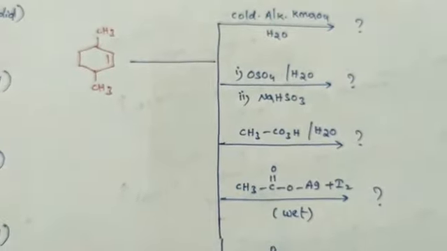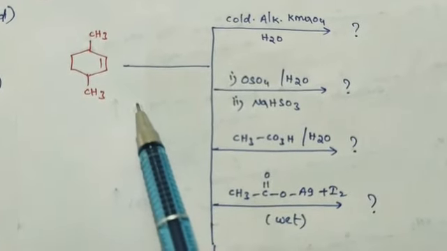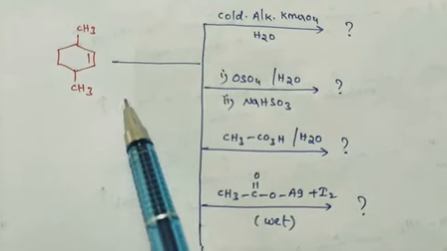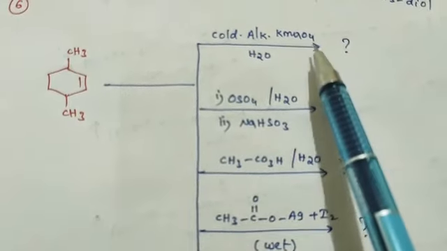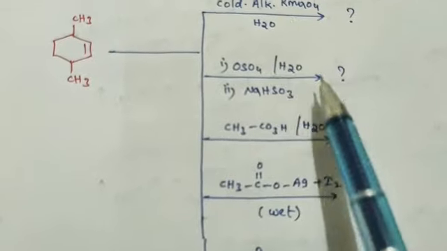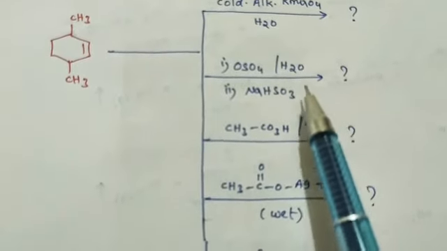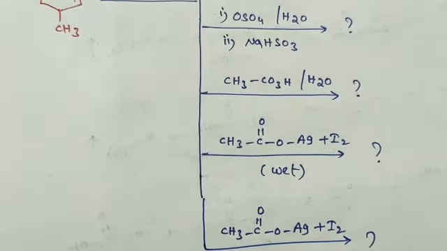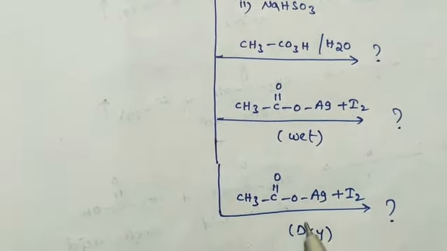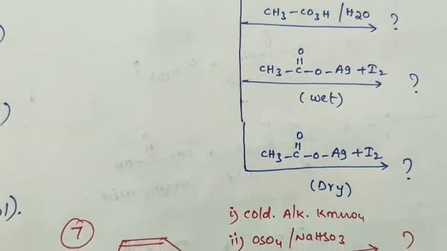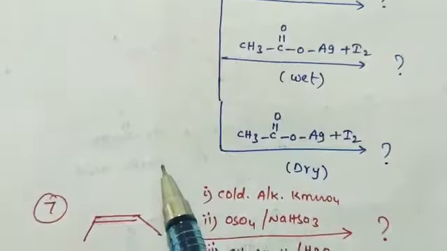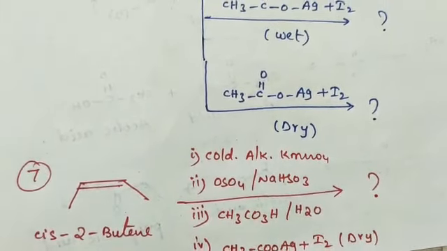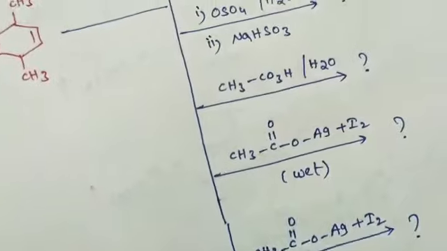So all of you take some examples. For this compound, 3,6-dimethyl-1-cyclohexene, all of you take these examples. Add potassium permanganate, osmium tetroxide, peracids. The other ones are wet conditions, meaning Woodward's reagent, and Prevost's reagent. All of you similarly take this example, the 7th one, cis-2-butene. Add these reagents, and take it all as an exercise.